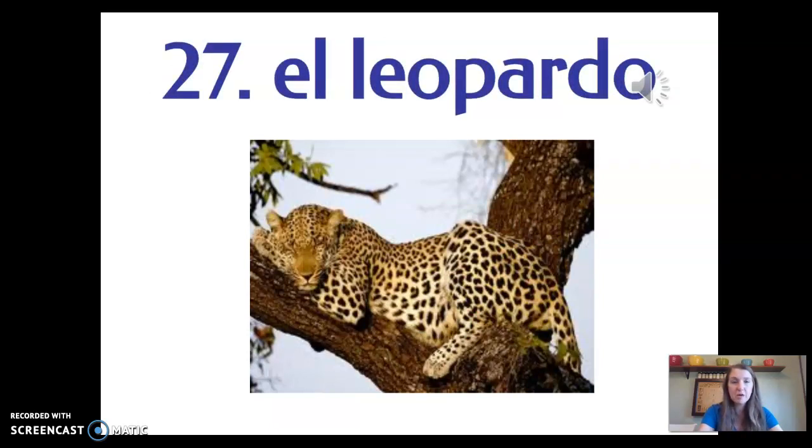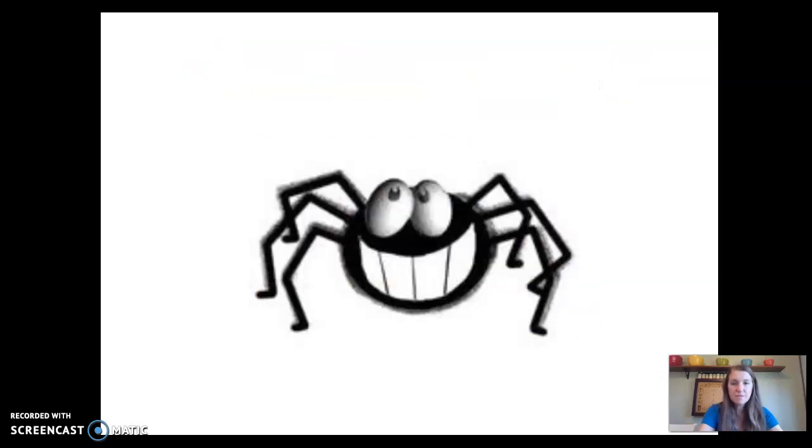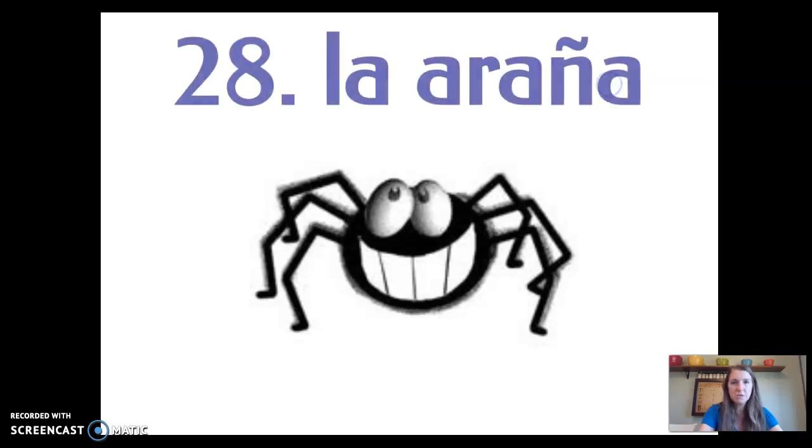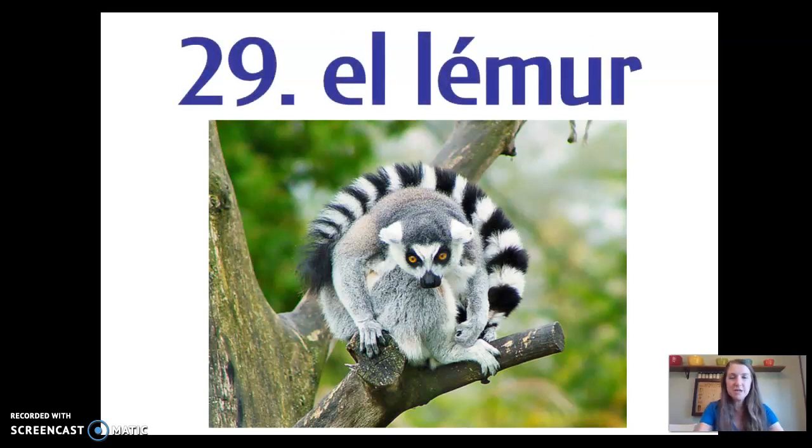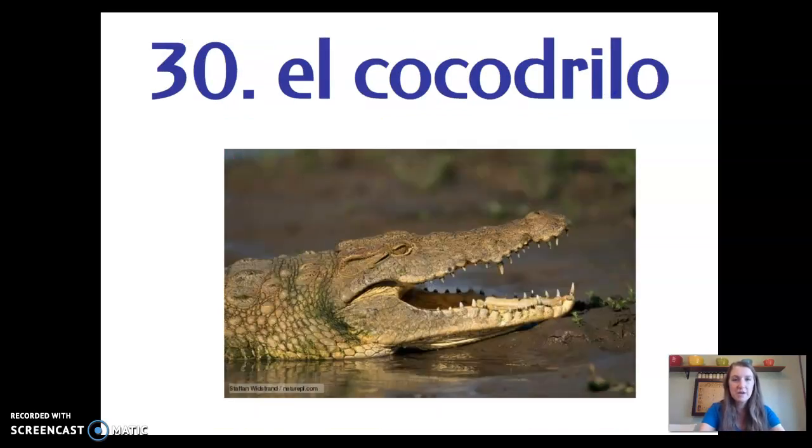El leopardo for a leopard. I don't like spiders, so I put a cartoon spider. La araña for a spider. This is a lemur, in case you don't know. In Madagascar is the movie where all the lemurs live in the airplane. El lemur, another cognate. This word is kind of fun. This is my favorite word on the list. El cocodrilo. El cocodrilo is a crocodile.